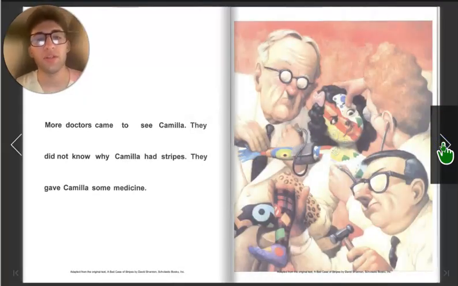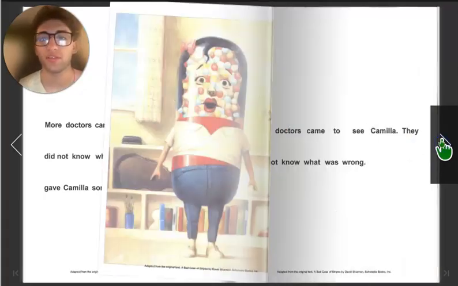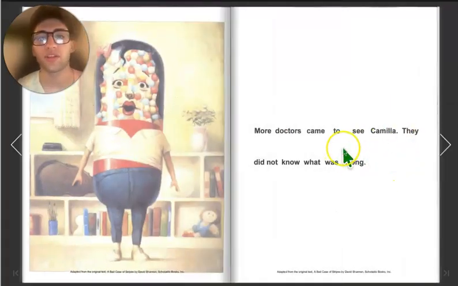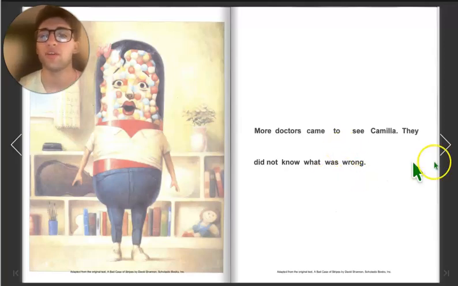More doctors came to see Camila. They did not know why Camila had stripes. They gave Camila some medicine. More doctors came to see Camila. They did not know what was wrong.